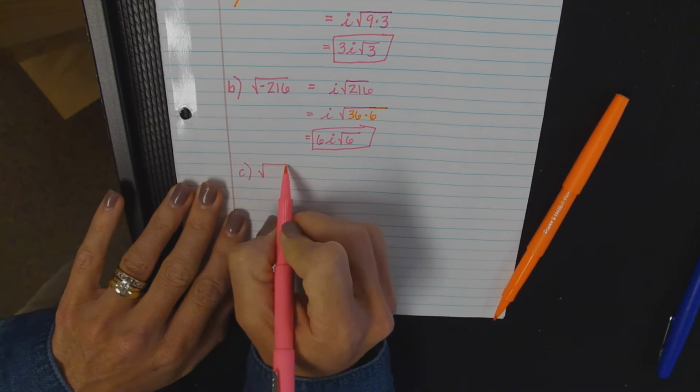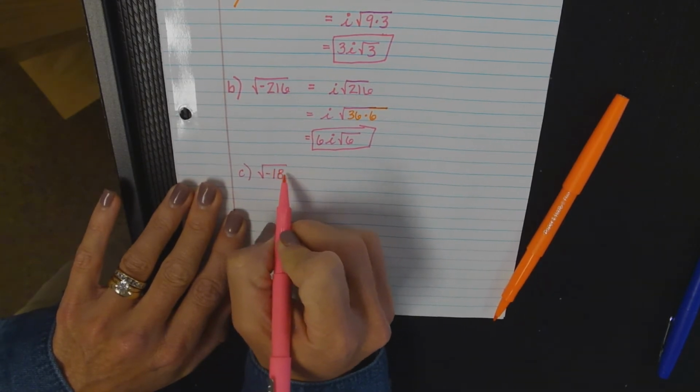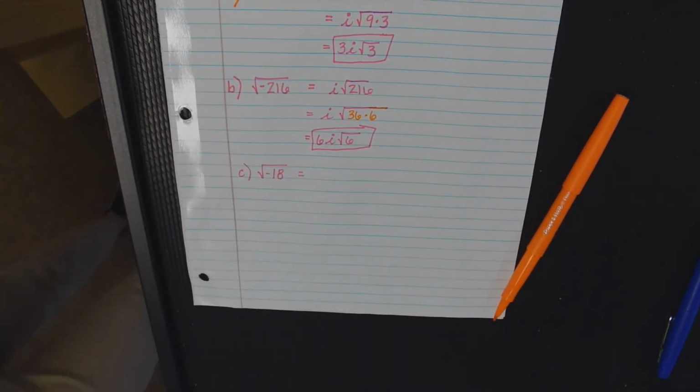All right, I want you to do this one by yourself. Square root of negative 18.